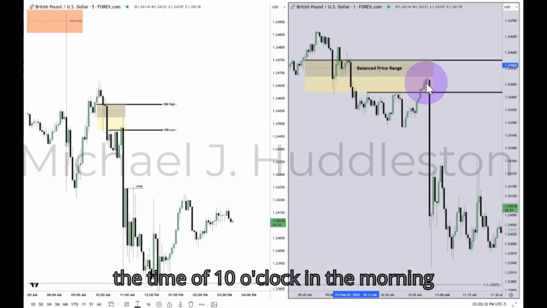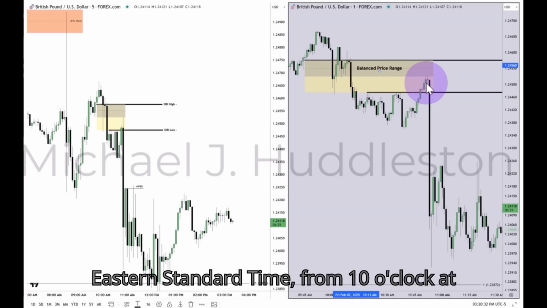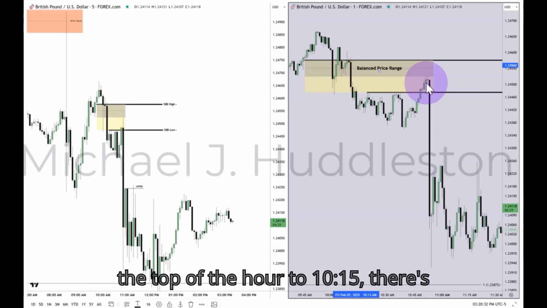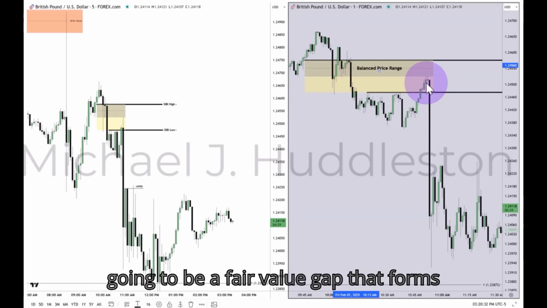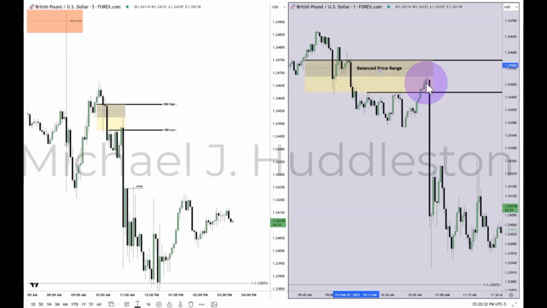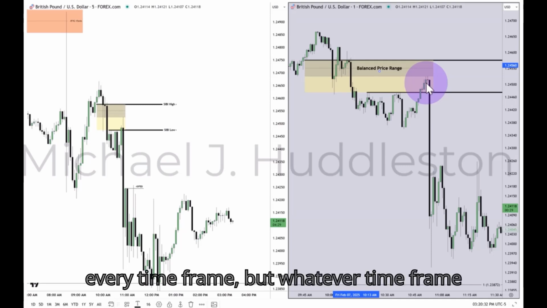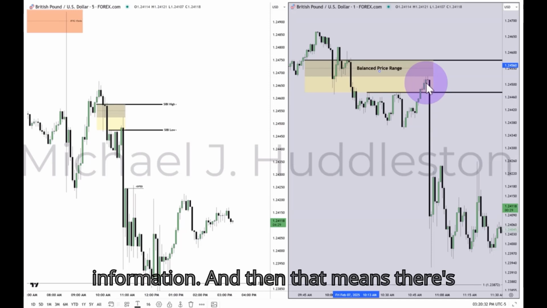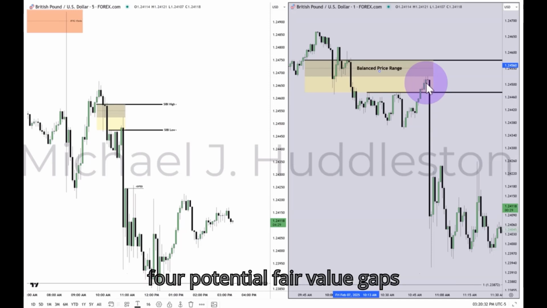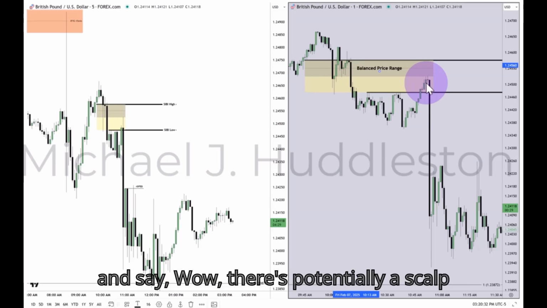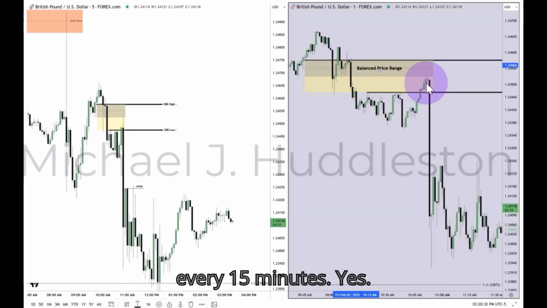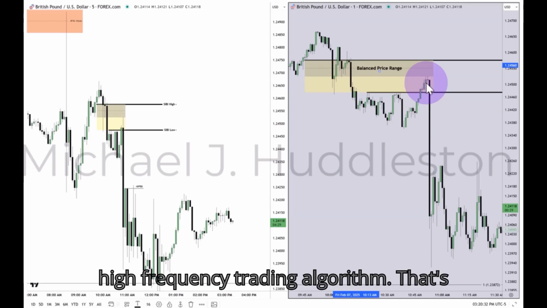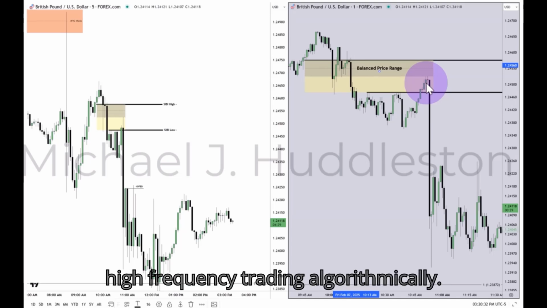So if we were looking at the time of 10 o'clock in the morning Eastern Standard Time, from 10 o'clock at the top of the hour to 10:15, there's going to be a fair value gap that forms. Every time frame, but whatever time frame you're trading on, you work with that information. And then that means there's 4 potential fair value gaps that form per hour. Now, the apt pupil will think about that for a moment and say, wow, there's potentially a scalp every 15 minutes. Yes, that's high frequency trading algorithmically.